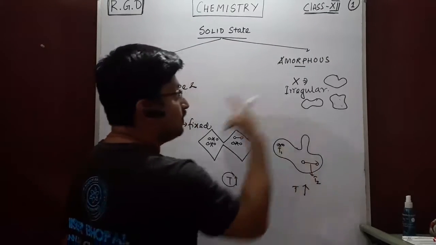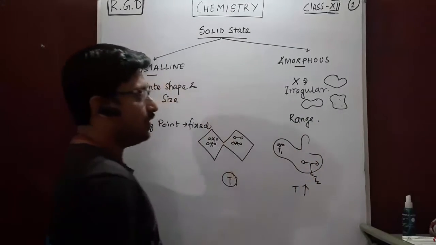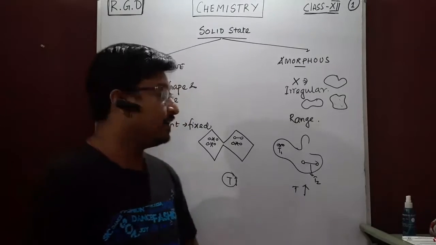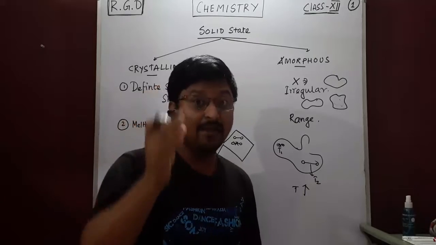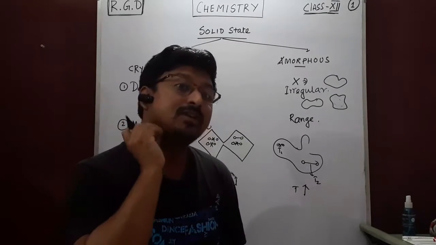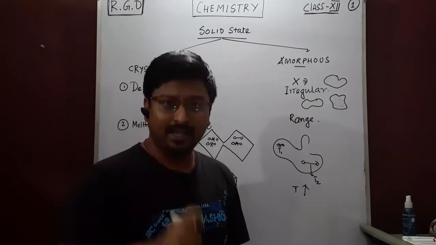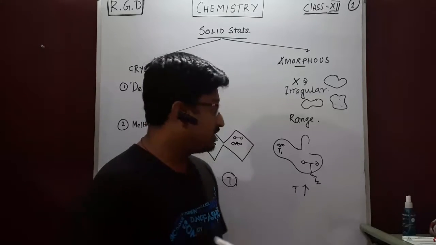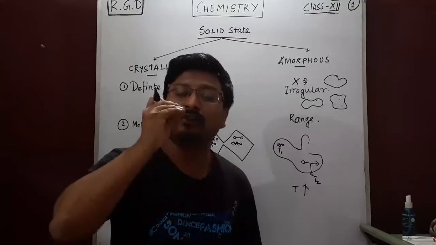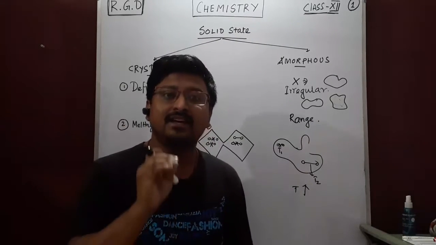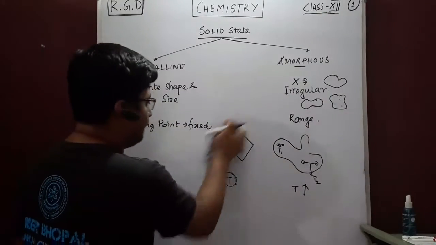But in amorphous substances, the melting point has a range. This is the reason: due to the molecular shape irregularities, the molecular gap is different in amorphous substances compared to crystalline substances. That's why you require different temperatures to break the molecular gaps, and the melting point of any amorphous substance is always a range. This is a very important thing you should remember.